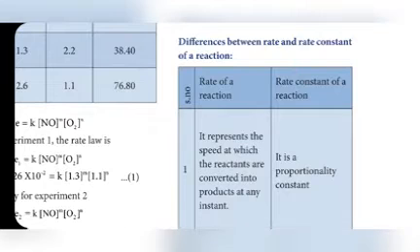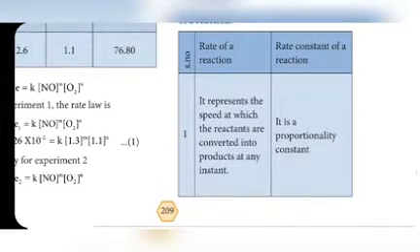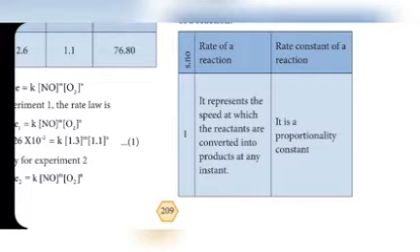Next one, differences between rate and rate constant of reaction. First point, rate. Definition is given. Rate means what? It represents speed. Already I explained, rate of the reaction means the speed of the reaction. So rate represents the speed at which reactant is converted into product. At which speed a reactant is converted to product, that speed is called the rate of reaction.